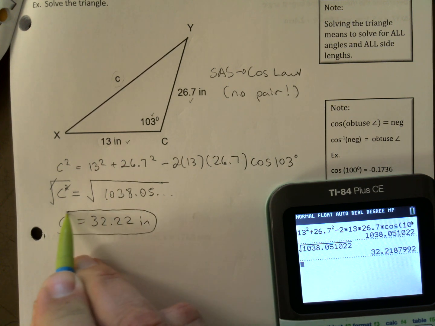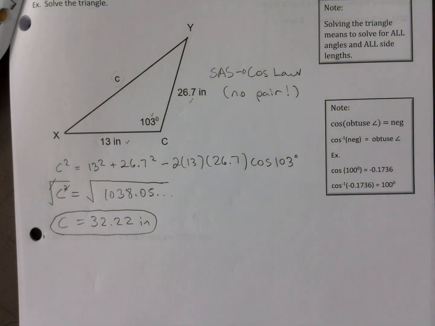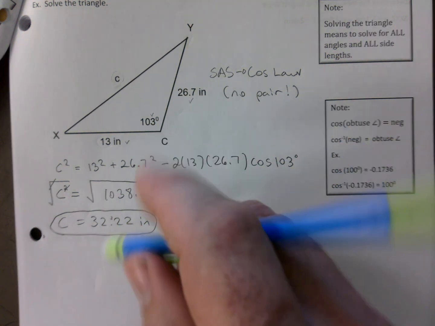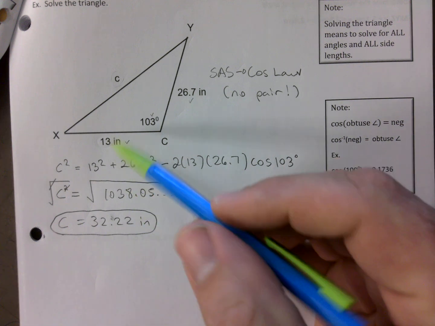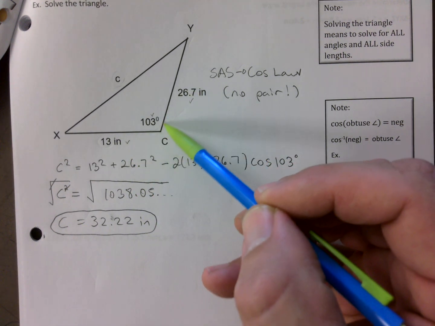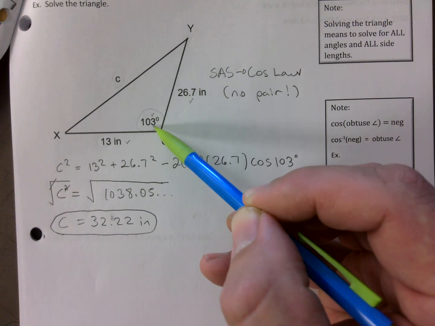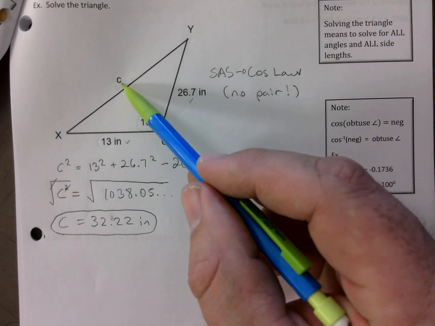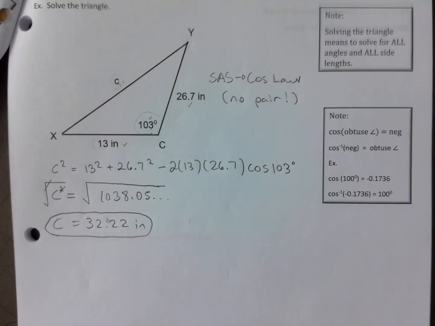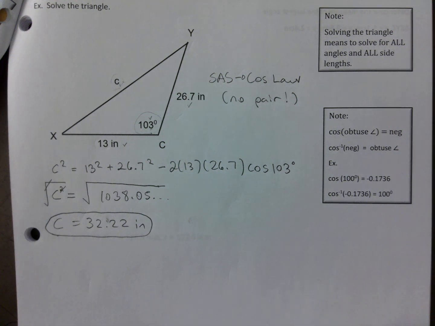Does it make sense for it to be the longest side? Yeah, it's 32.22. And the other ones are all shorter. And remember, you only ever have one obtuse angle. So we know this is the largest angle. We expect the longest side across from it. Okay, so we've done a bit of checking to make sure that's all right.